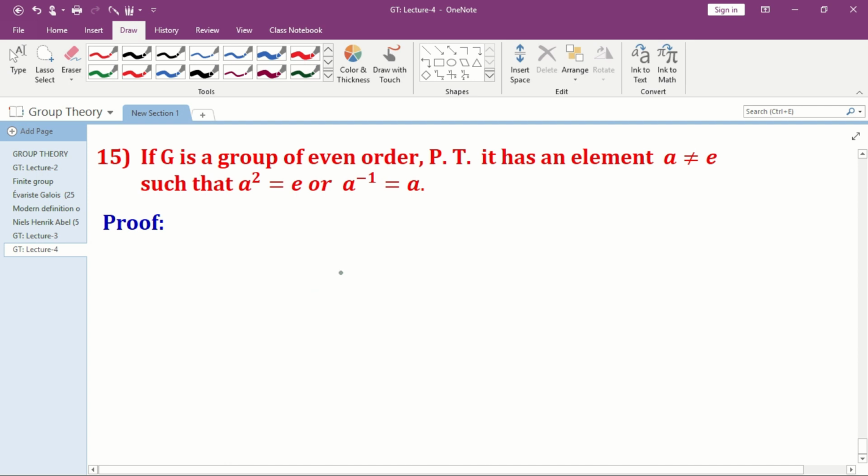Okay, the next question is, if G is a group of even order, prove that it has an element A not equal to E such that A square is equal to E, or A inverse is equal to A. Okay, we shall understand this by considering an example.